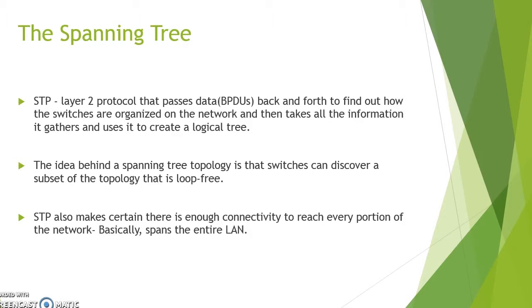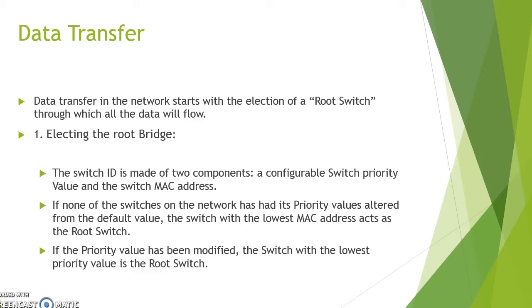The simple idea behind a spanning tree topology is that switches can discover a subset of the topology that is loop-free. STP also makes sure that there is enough connectivity to reach every portion of the network. Basically, it spans the entire local area network. Now, let us see how data transfer happens in a spanning tree algorithm.